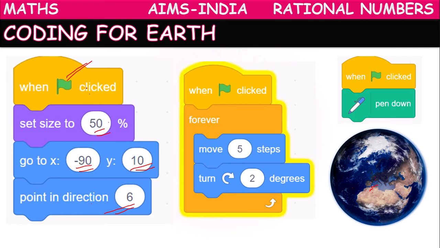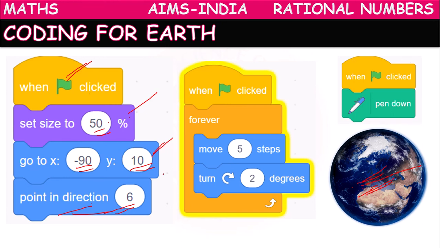So, try to listen, try to understand carefully, children. So for earth, what we are going to do, we are decreasing the size with this command. We are keeping one location for it. We are giving one command for location through this go to xy command. And for movement in a particular direction, point in direction, this command we are giving.